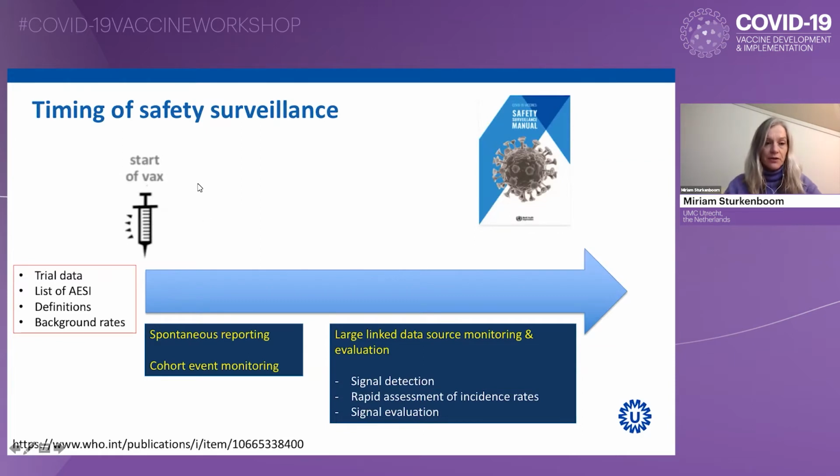Now, after the start of the vaccination campaign, what needs to be put in place immediately is the spontaneous reporting. And what has been put in place specifically for the COVID-19 vaccines is cohort event monitoring. Then later on, once data starts to accumulate in the healthcare system, you also want to utilize large linked healthcare data, which are collected just for healthcare purposes, but can be reutilized to monitor safety.